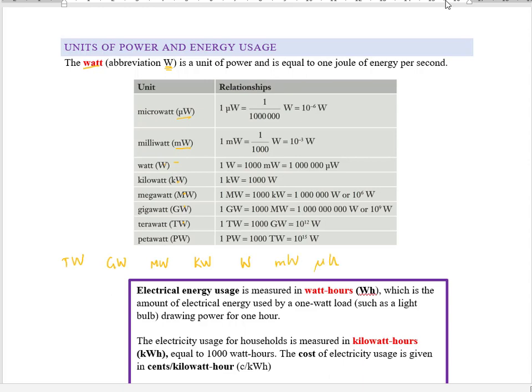And on the other side, I've got milliwatts and microwatts. And the good thing about these conversions, even though this table looks scary, is that everything's 1,000. So all I'm doing is multiplying everything by 1,000 to convert from one unit to another. And then equally, to convert from the smaller unit to the bigger unit, we're going to be dividing by 1,000. And that makes life a lot easier.